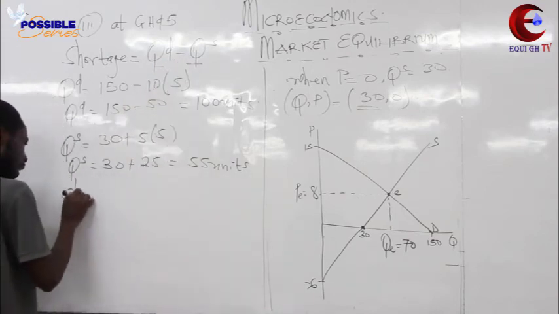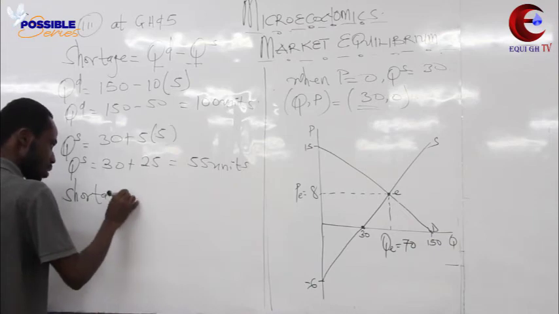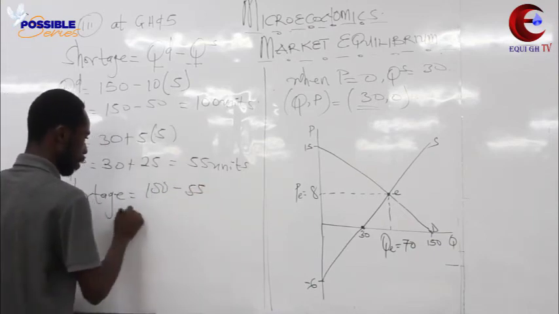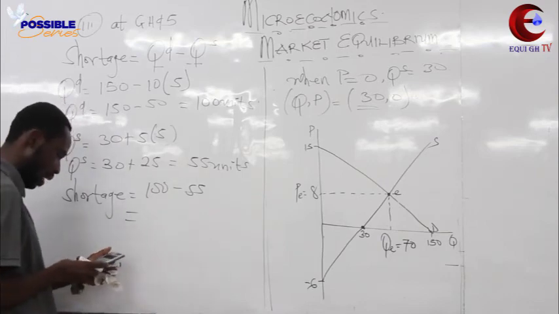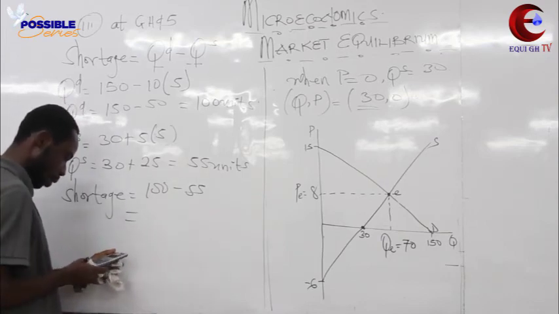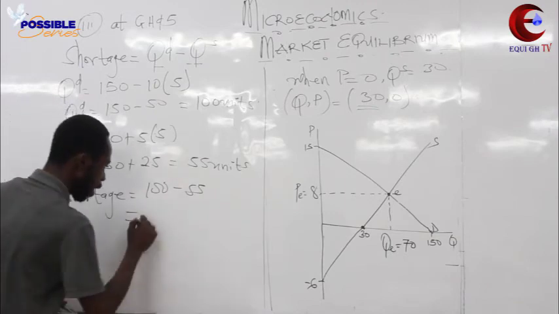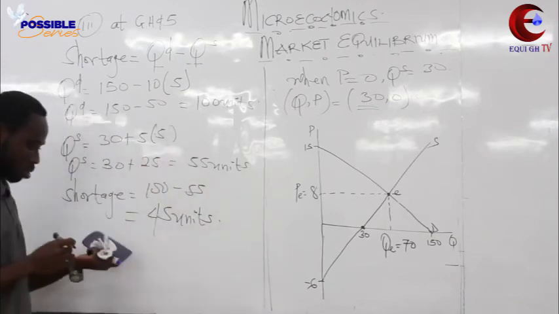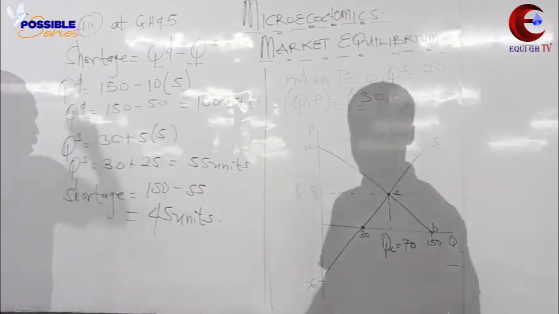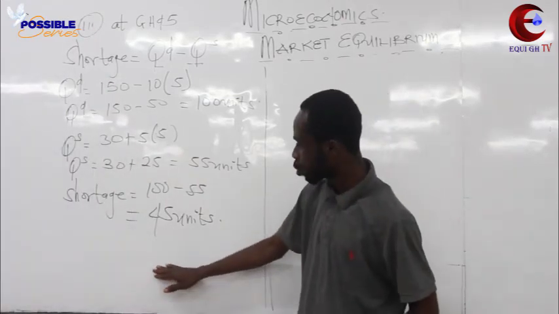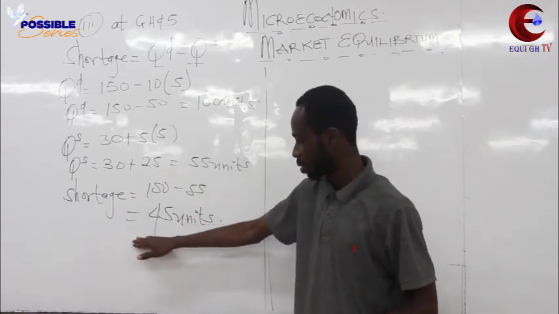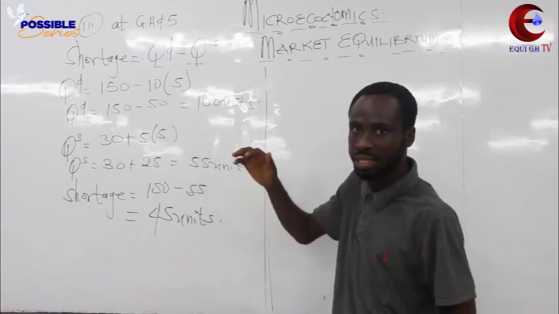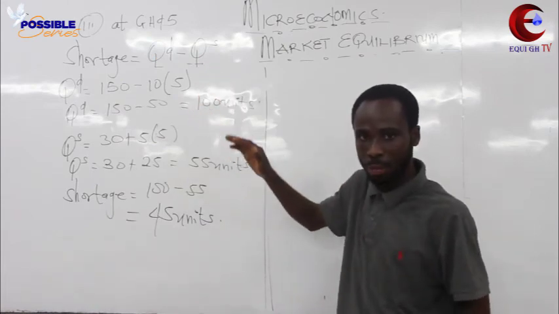Then we can now calculate for our shortage. Shortage is equal to 100 minus 55, and I think we are going to get 45, right? 100 minus 55, we are going to get 45 units. So that's the third part. So from the conclusion, we could see that there exists shortage when we were charging 5 Ghana cedis, or when there was a price legislative of 5 Ghana cedis. I hope it makes sense.